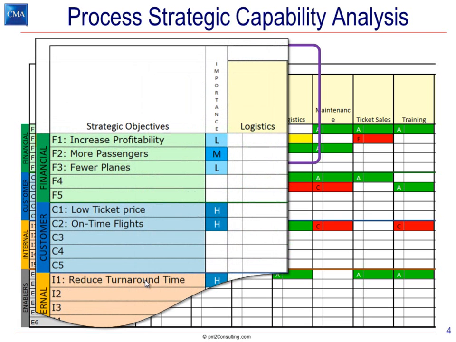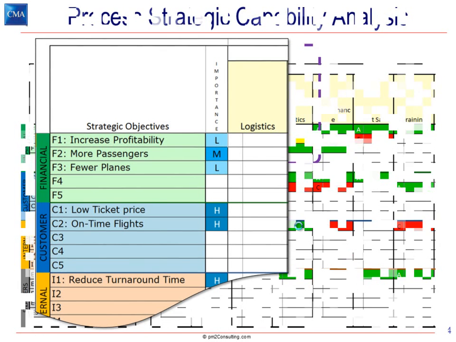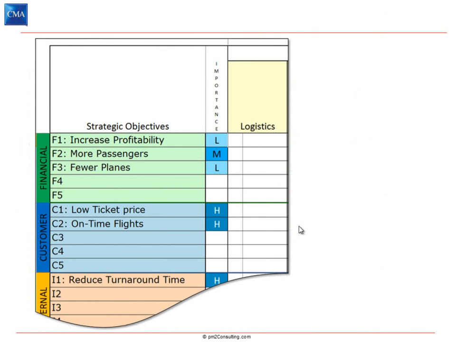So, if we take a look at the logistics process against the strategic objectives, what we'll be able to do is rate and rank its importance. So, logistics, the process, what impact does it have on increased profitability? In the airline business, really not much. What impact does logistics have on more passengers? It has an impact, and in this particular case, we'll rate its performance as a C.